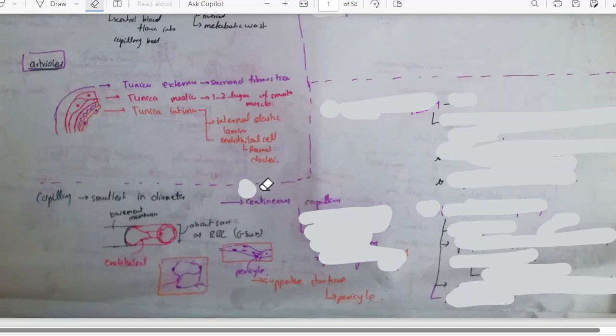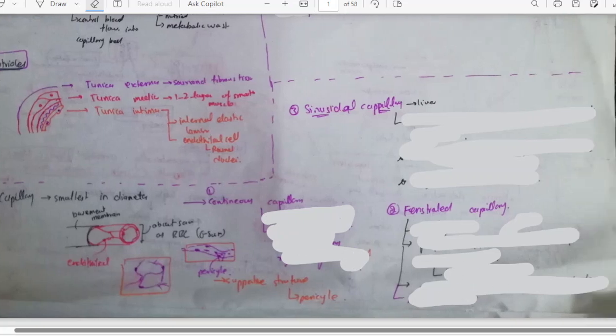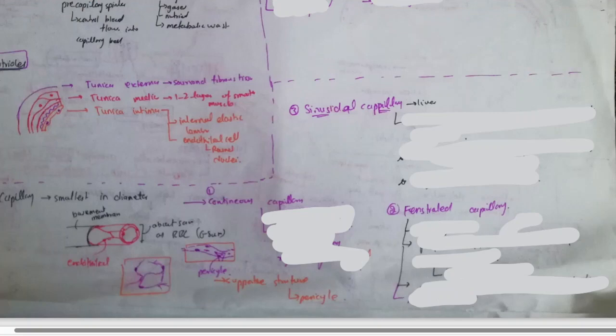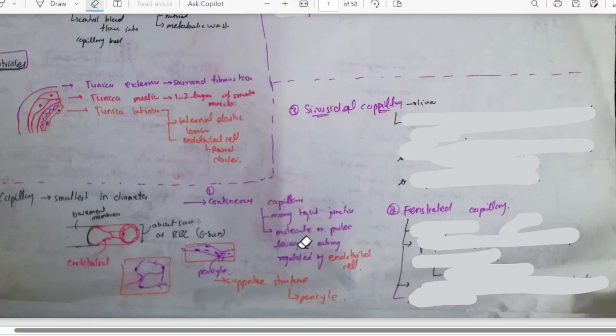Now there are three types of capillaries. One is the continuous capillaries, the second is the fenestrated capillaries, and the third is the sinusoidal capillaries. So we will tell about the continuous capillaries. In continuous capillaries you see that the endothelial cells have many tight junctions. Molecule or protein passage is entirely regulated by the endothelial cells. For example, here the exchange is regulated.